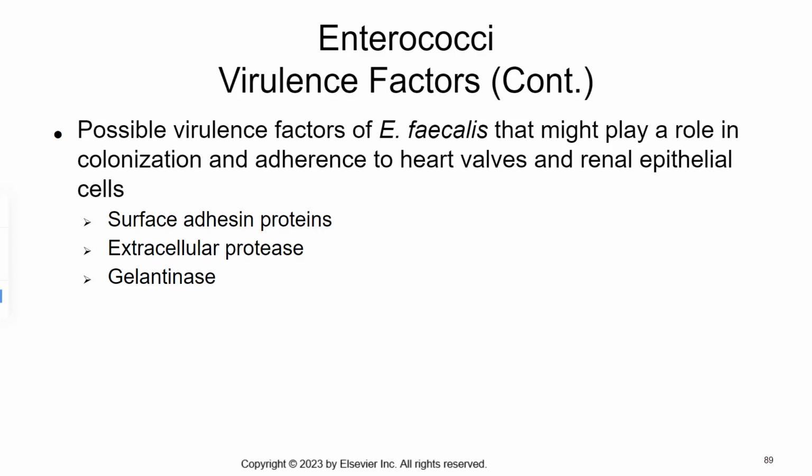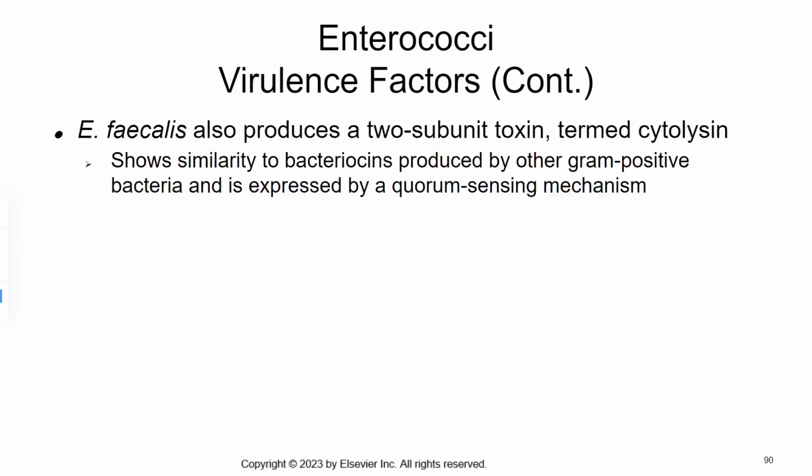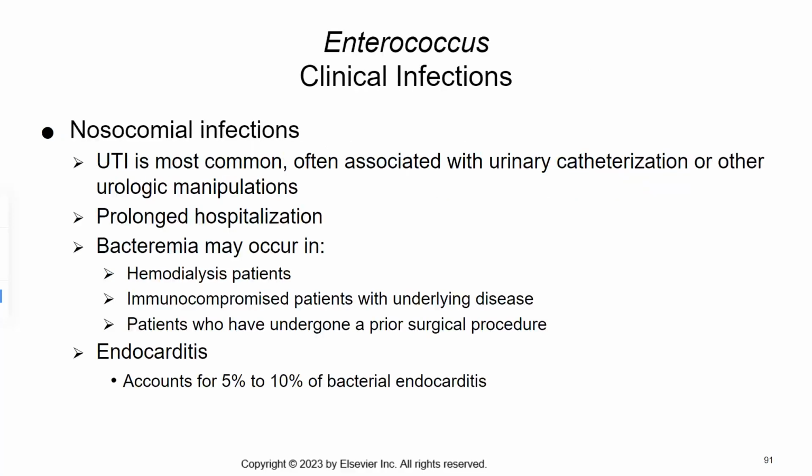There are some possible virulence factors of E. faecalis that may play a role in colonization and adherence to heart valves and renal epithelial cells. E. faecalis also produces a two-subunit toxin termed cytolysin. Nosocomial or hospital-acquired infections: urinary tract infection is most common, often associated with urinary catheterization or other urologic manipulations. With prolonged hospitalization, bacteremia may occur, and endocarditis accounts for 5 to 10% of bacterial endocarditis associated with Enterococcus.